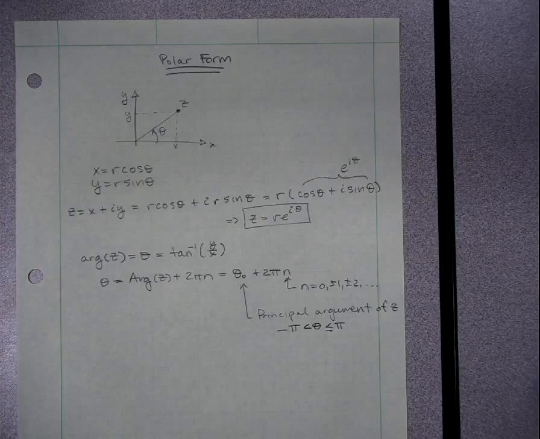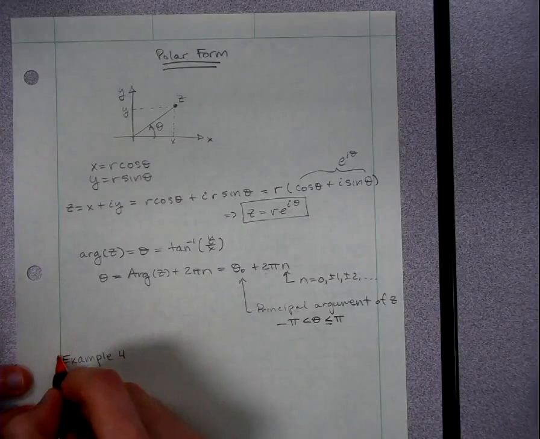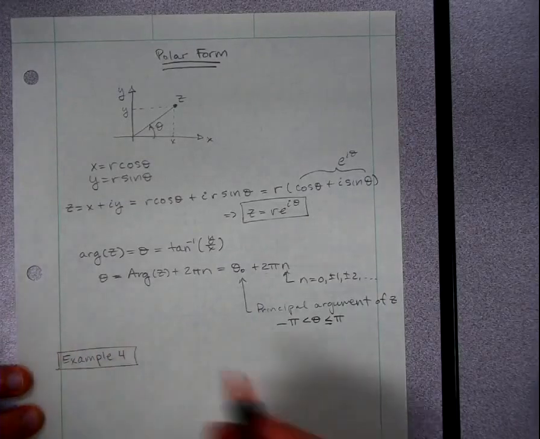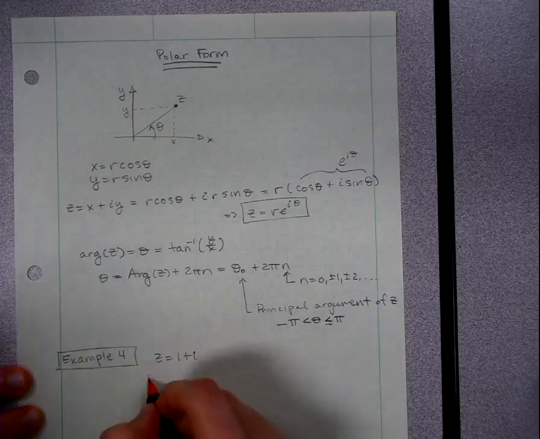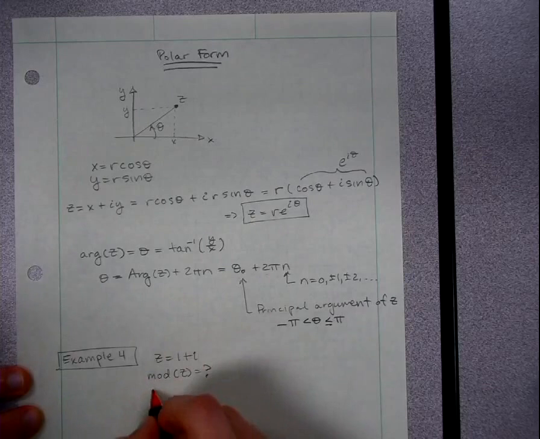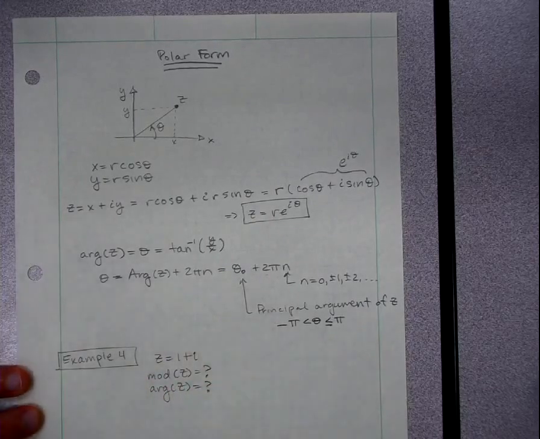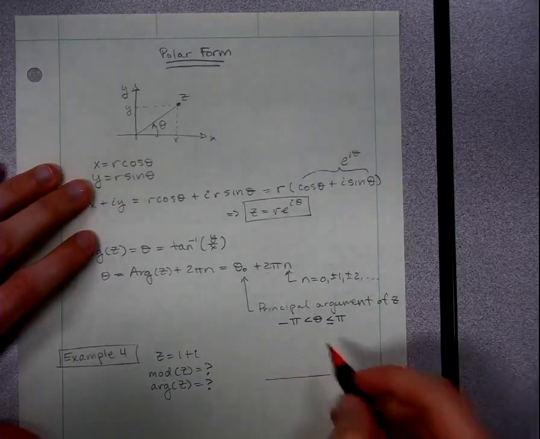So let me just start an example so y'all can see this in action. So, simple example 4. Okay, so we're given z equals 1 plus i, and we're asked to find the modulus of z, and we're also asked to find the argument of z. Okay? So let me just plot it.